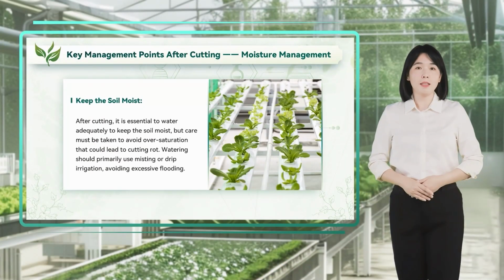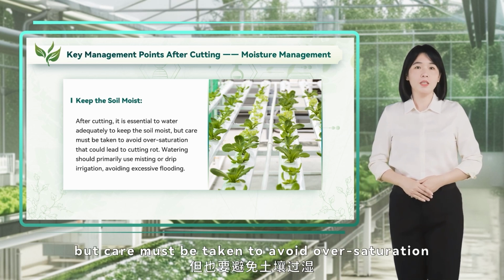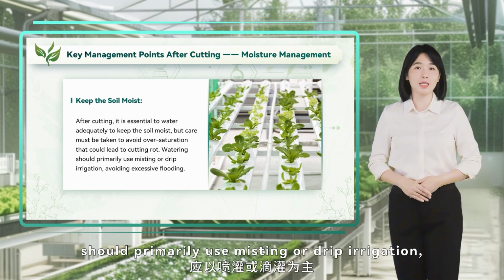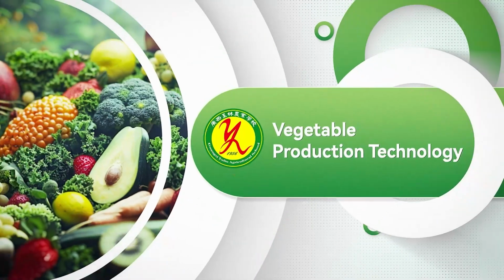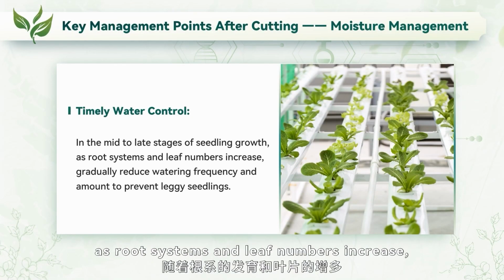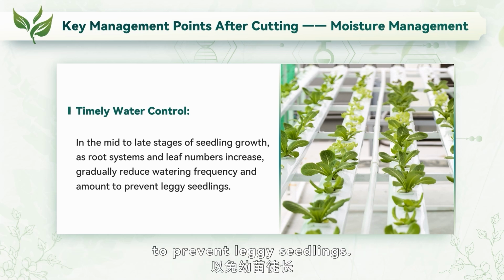After cutting, it is essential to water adequately to keep the soil moist, but care must be taken to avoid oversaturation that could lead to cutting rot. Watering should primarily use misting or drip irrigation, avoiding excessive flooding. In the mid to late stages of seedling growth, as root systems and leaf numbers increase, gradually reduce watering frequency and amount to prevent leggy seedlings.